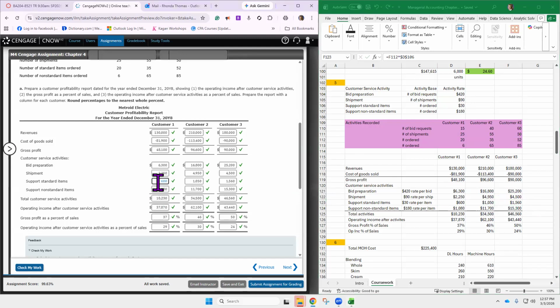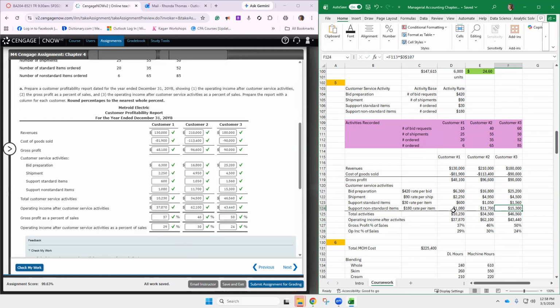Now we need support items. Support items are 20 items times $30. For customer 2 it is 35 items times $30. And then 52 items times 30 gives you 1,560. So like I said, these are the same numbers, so you should get through these with the same amounts I have.